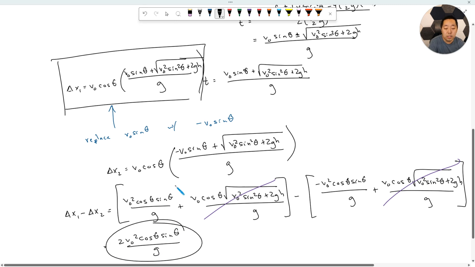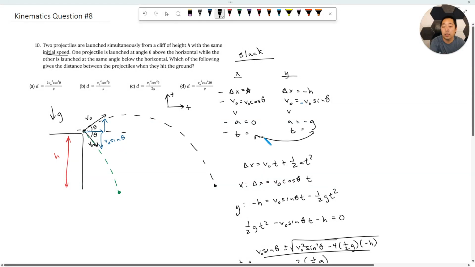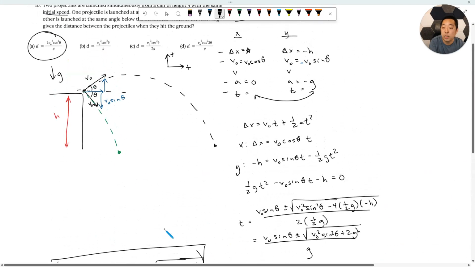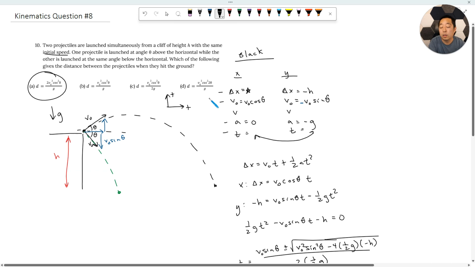Okay? So this illustrates the process. Now the math was a little bit intense, but the process is the most important thing that you want to be focusing on here. So it's going to be this guy right here, 2 v0 squared cosine. Oh, there should be a sine theta. Ah, okay. So this is a little bit tricky. This is probably a little bit advanced.